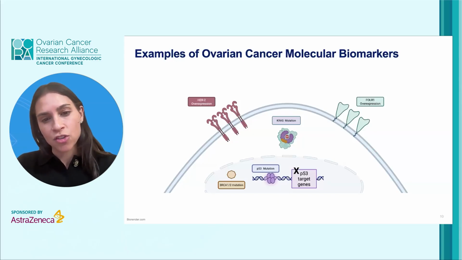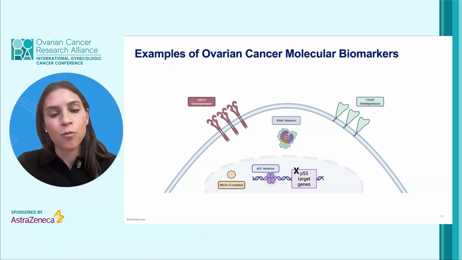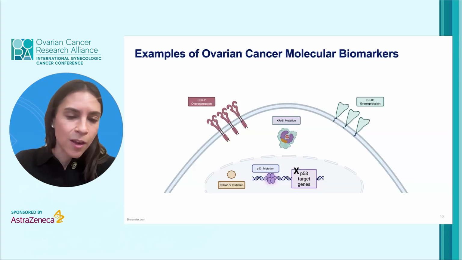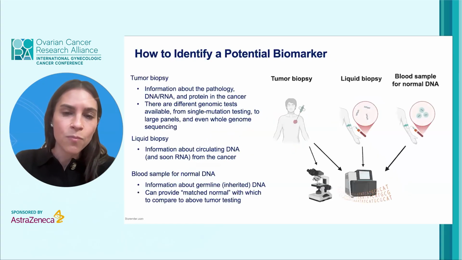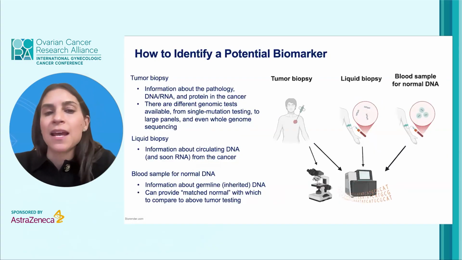And then P53 mutation. So P53 is a tumor suppressor that is altered in almost all high-grade serous ovarian cancers. And we are just learning, which I'll talk about a little bit more later in this talk, how to target that specific alteration. So how do we identify a potential biomarker?